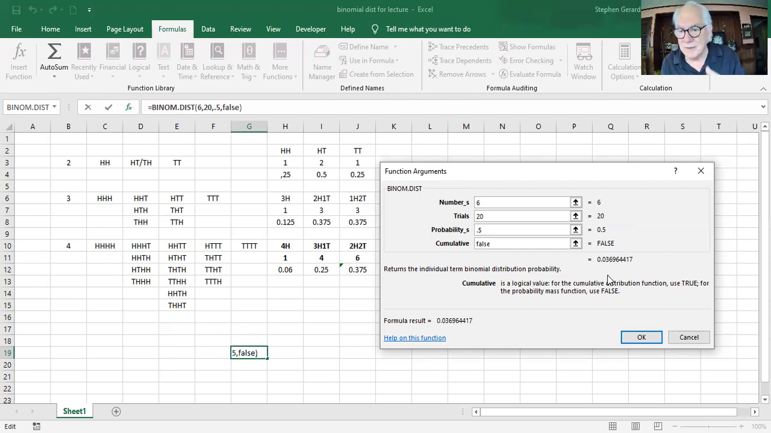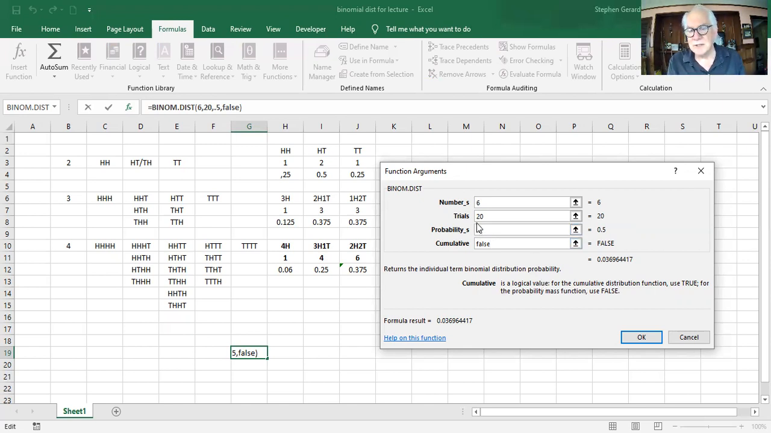And then the probability drops to about 0.04. It was about 0.06 before, now it's about 0.04. So it's a smaller probability to get the specific point than it is to get that point plus everything up to it. That's fairly reasonable ultimately.